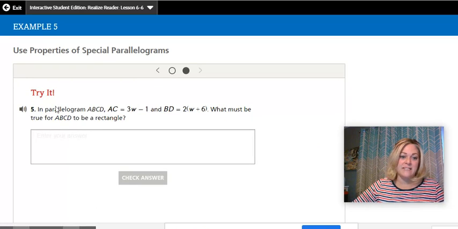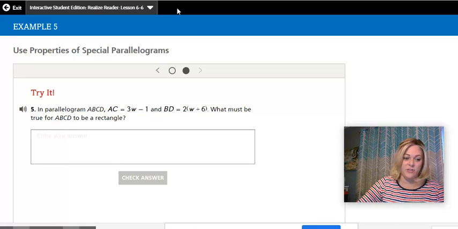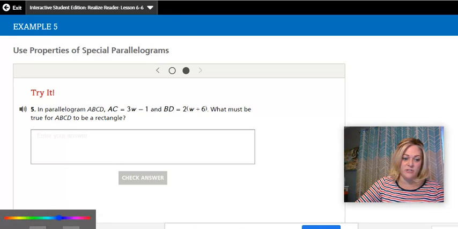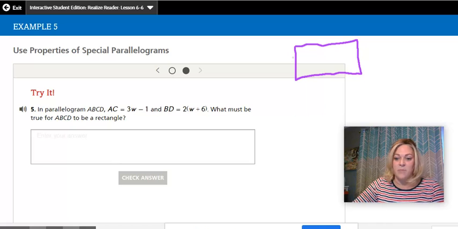This problem says a parallelogram ABCD has AC. Notice the letters. AC, that means it goes from A to C. Those are diagonals. So before we get any further into this problem, let's draw it out just so you can kind of see it. And all we know is it's a parallelogram. We don't know if it's a square, rectangle, rhombus. We don't know anything. But we do know we have A, B, C, D.